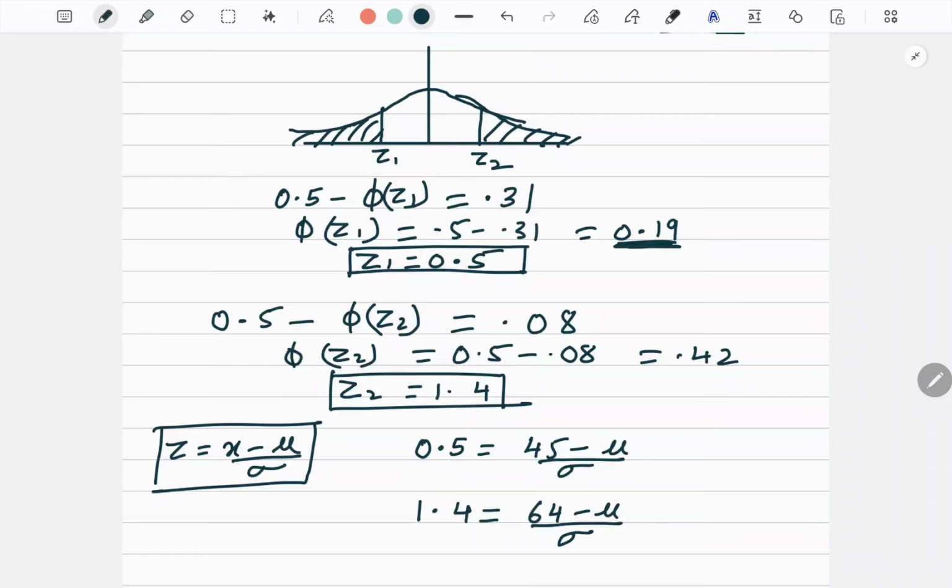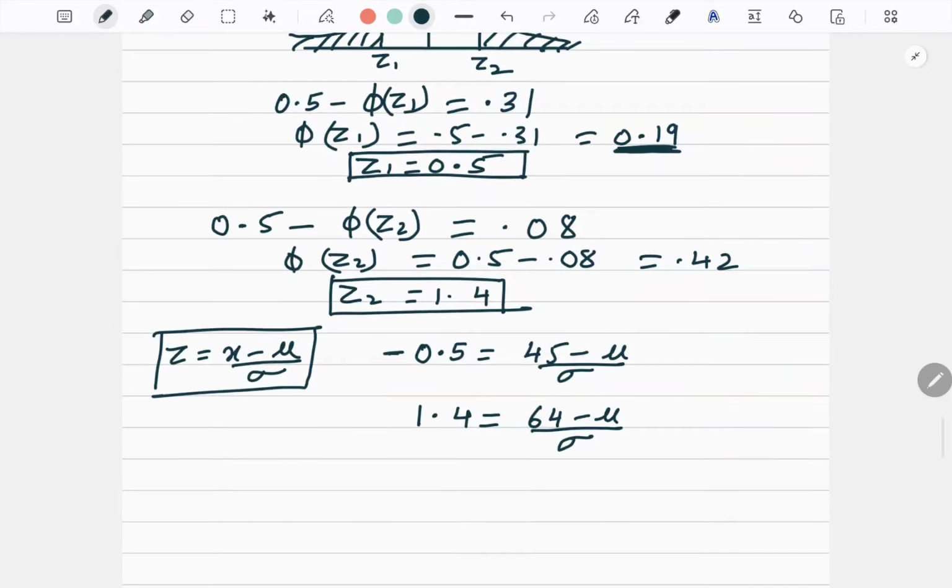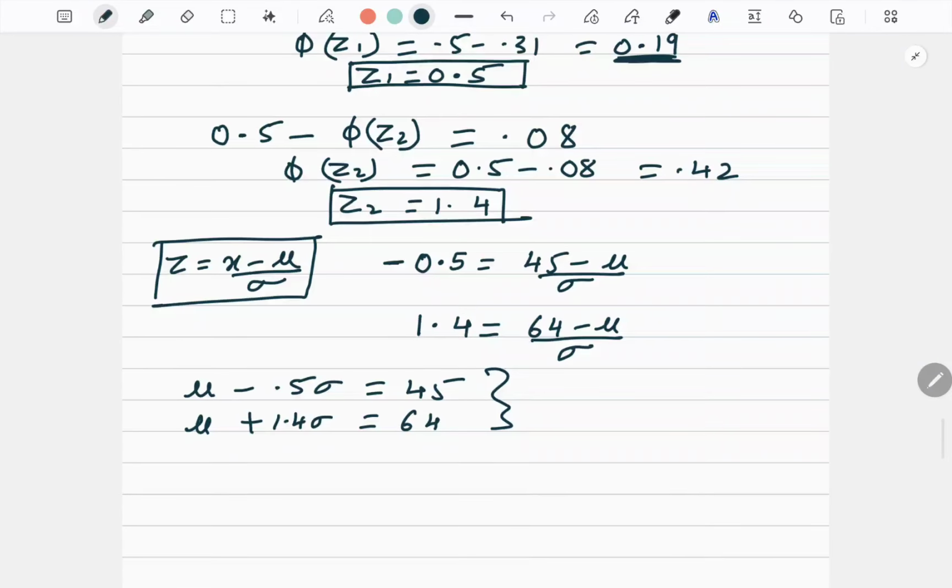But Z1 is on the left hand side, so Z1 should have a negative sign with it. So minus 0.5. So what are the two equations I am getting? Mu minus 0.5 sigma is equal to 45 and mu plus 1.4 sigma is equal to 64. Now using a calculator, solve these two equations. So you will get mu is equal to 50 and sigma is equal to 10.